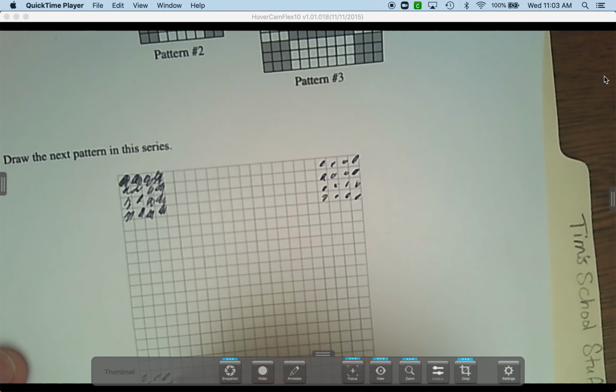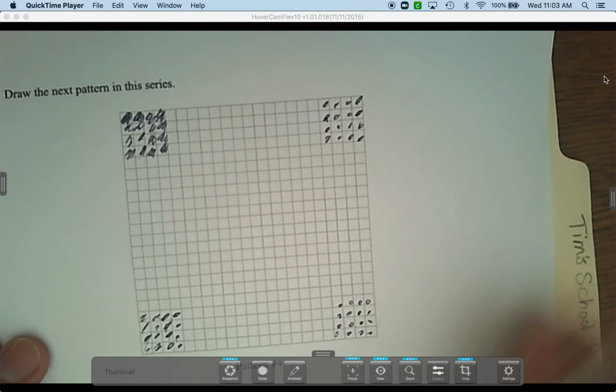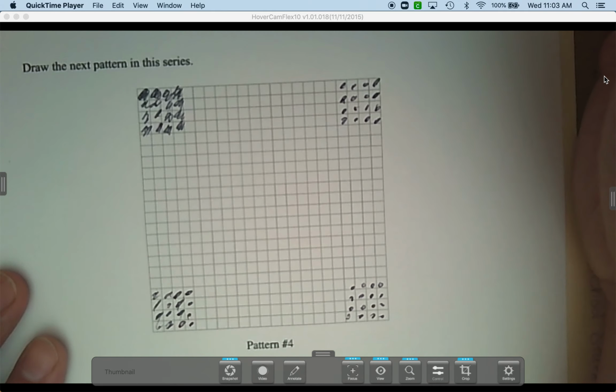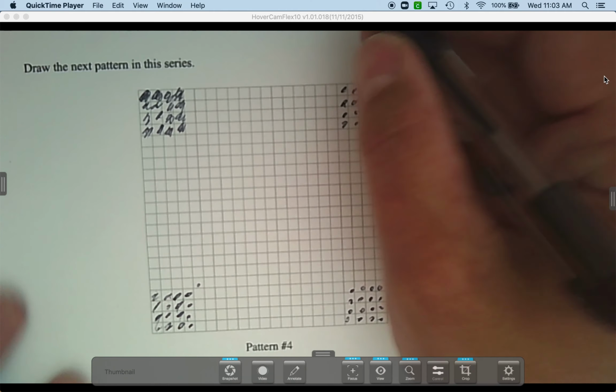Make sure I didn't do enough here. 4. 4 by 4, 4 by 4. I'm just doing dots to try to make it a little bit quicker. Some people enjoy shading. So 4 by 4, 4 by 4, all there in the middle. And then what's this going to be across?